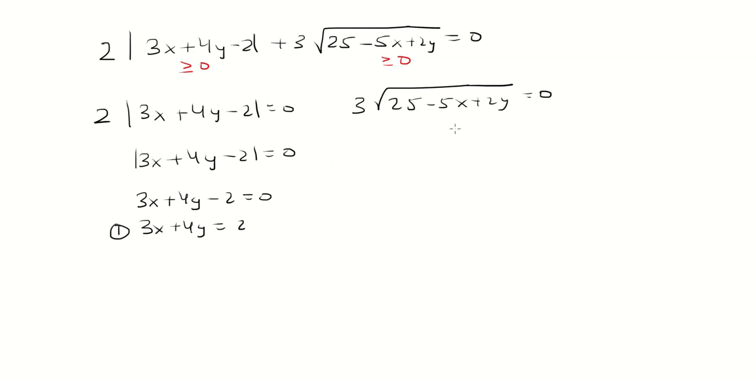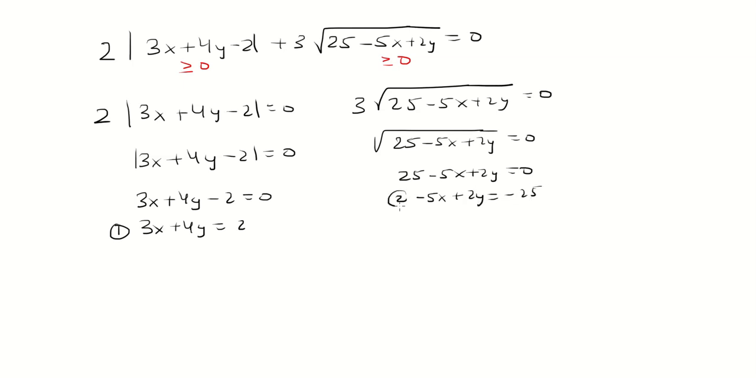That's going to be our first equation. Now the second equation, we need to solve for this. So let's move the 3 again by dividing it, and then we will square both sides. And so we want this to be 0, which means negative 5x plus 2y is equal to negative 25. That's going to be the second equation. So we have a system of equations. We'll put 3x plus 4y equals 2 on top, negative 5x plus 2y equals negative 25 on the bottom.